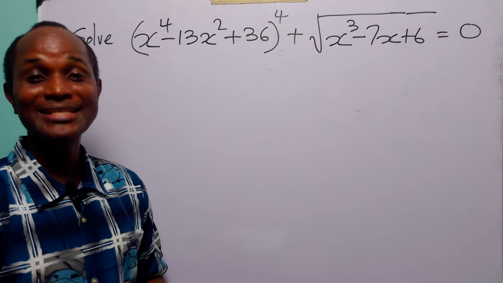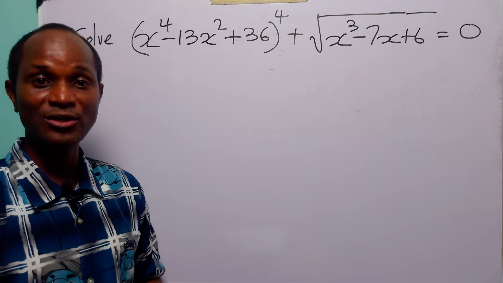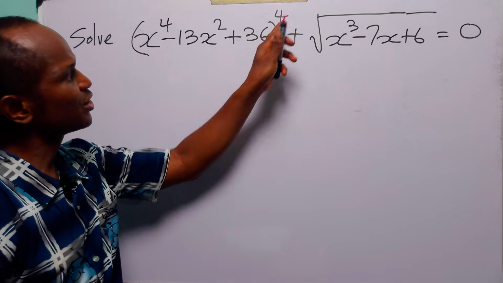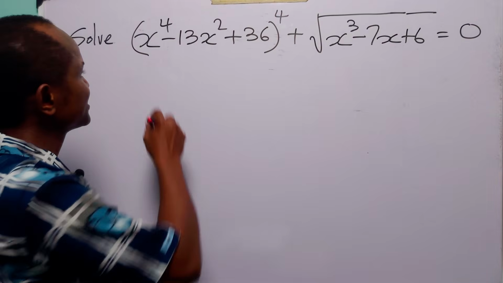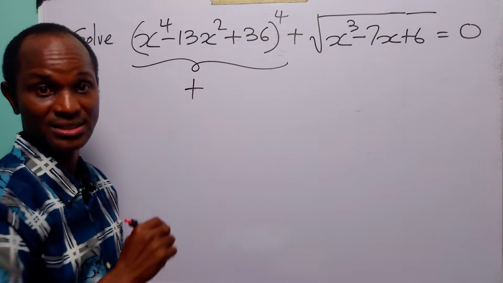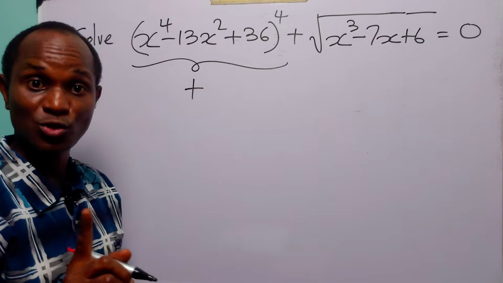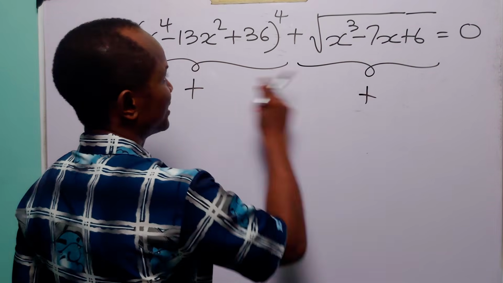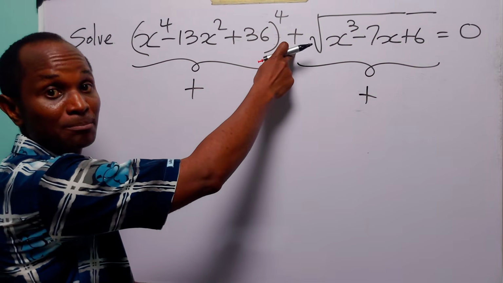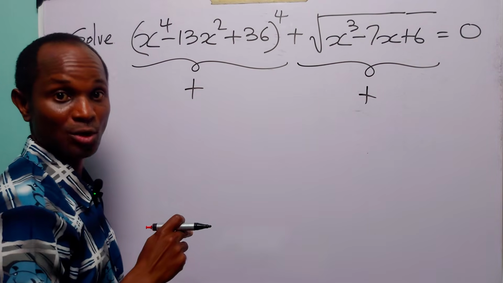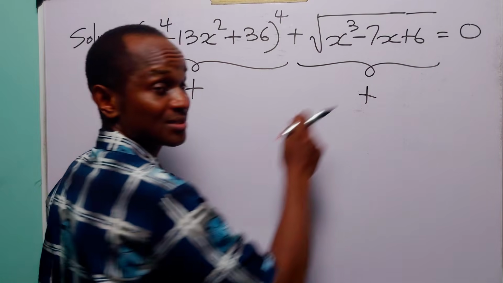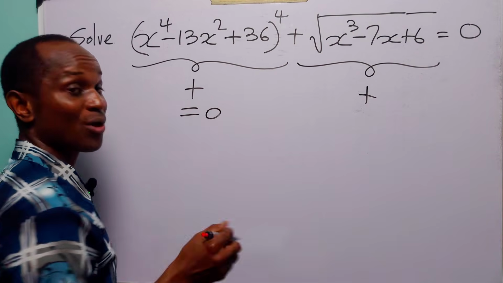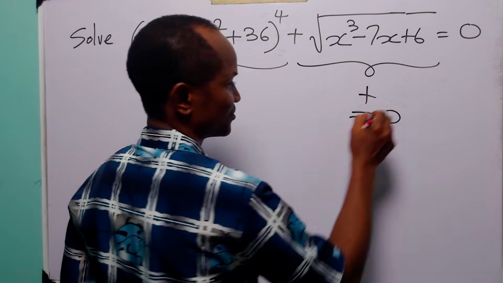Hello and welcome. In this math tutorial, our task is to find the real values of x that satisfy this algebraic equation. Now notice that because of this even power, this quantity must always be positive. And also you know that for real solutions, this square root is always going to be positive. Now this equation tells us that the sum of two positive numbers or quantities is equal to 0. You know that this is impossible, except this is equal to 0 and this is equal to 0.